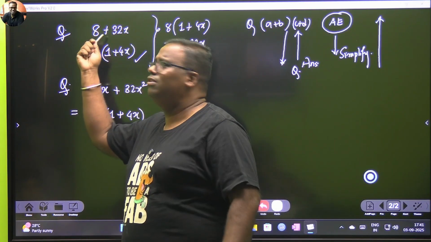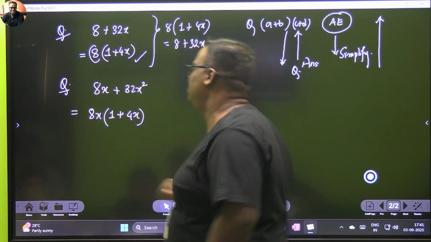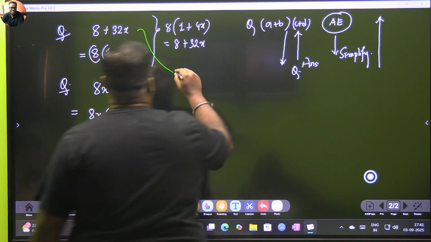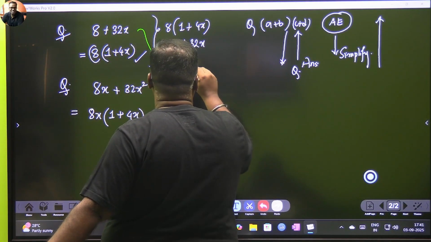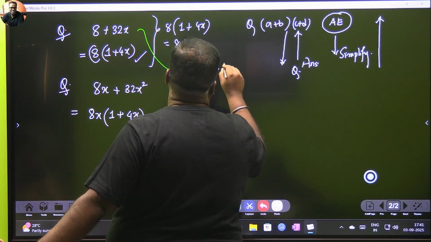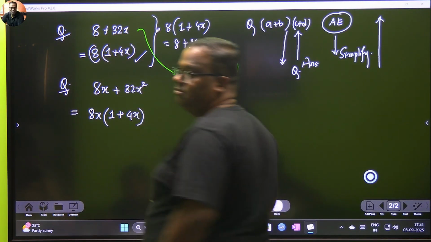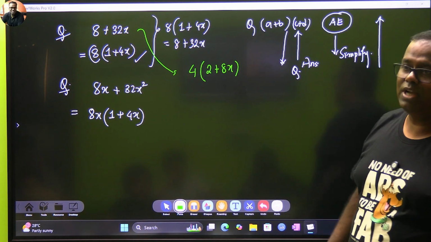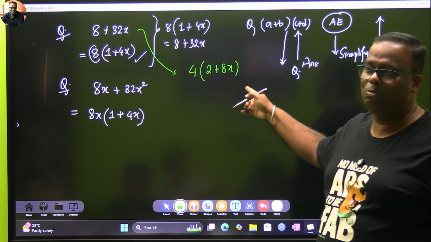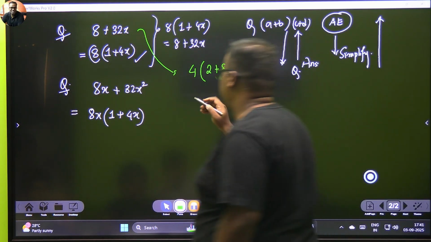We could have taken out 4 also. Now let's see the beauty of this problem. Somebody solves this problem saying, I am a very kind-hearted Dracula, so I just take out 4 and it becomes 8x. But this is not factorization, because we are able to suck out some more blood from here. Now in the next step, what do we say?